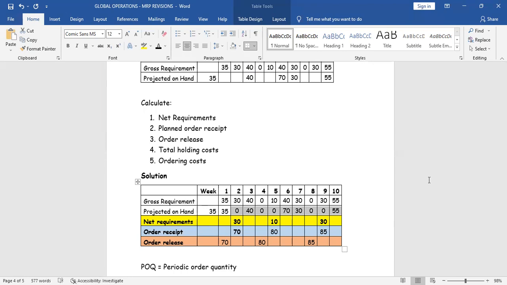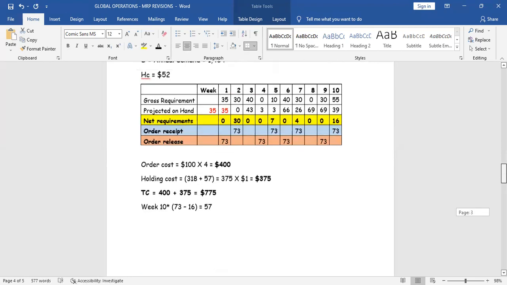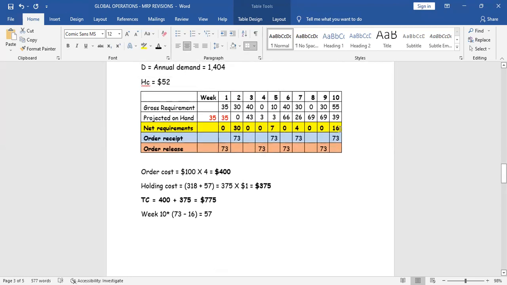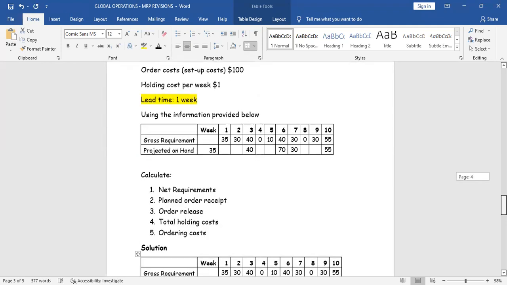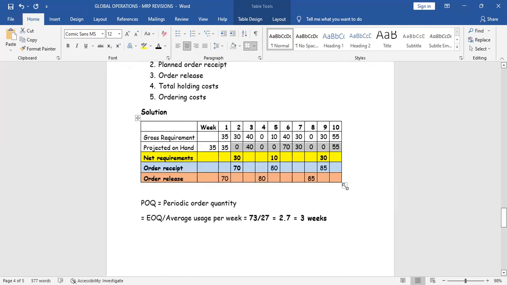We did not order anything in week 10, so we cannot say we were holding something in week 10 and something like that. The only thing which we are holding in week 10 is the projected on hand, which is the 55. It's different from this one where we ordered something and the net requirement was 16. It simply meant that in this 73 we need to remove 16 to see what is going to be held in week 10 apart from the 39 which is already held. But for this one, we will not do that because we did not receive anything in week 10.